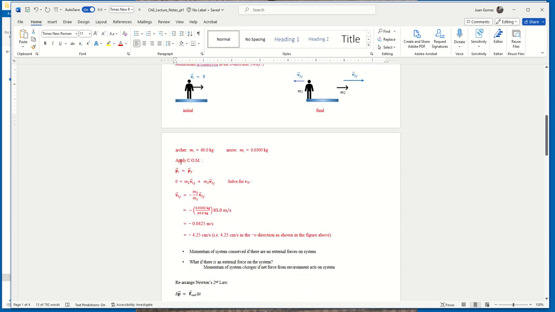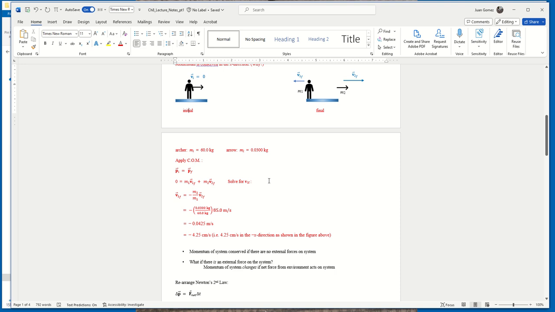So again, conservation of momentum, P initial equals P final. The initial momentum of the system is 0 because neither M1 nor M2 is moving before he fires the arrow. Then after, did I say collision? I meant firing the arrow. The final momentum is M1 V1 final, that's the momentum of the archer, plus M2 V2 final, that's the momentum of the arrow.